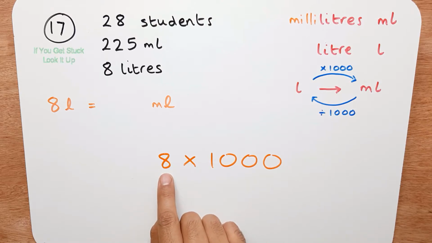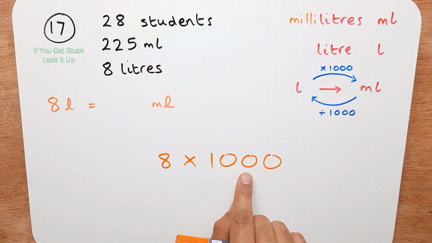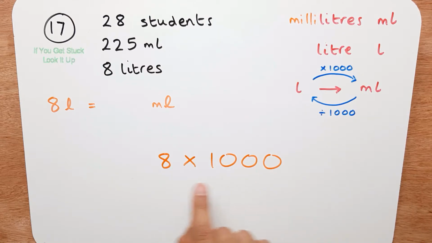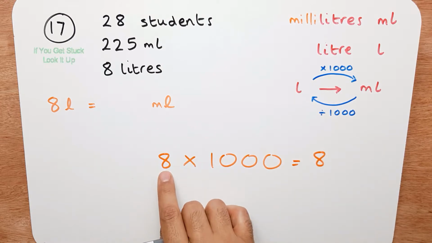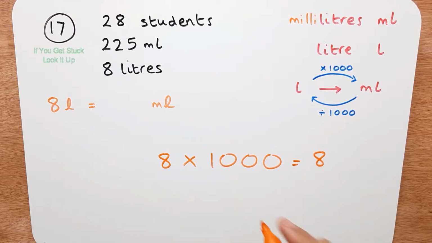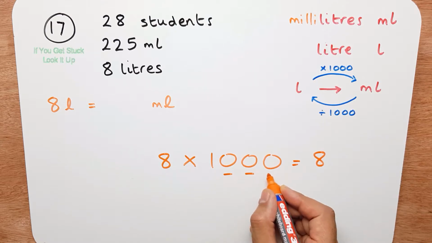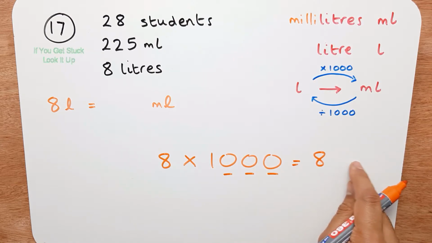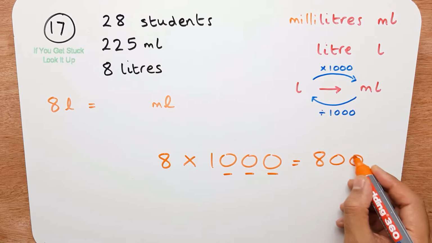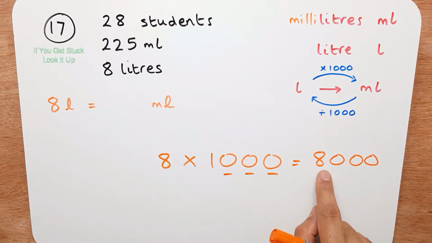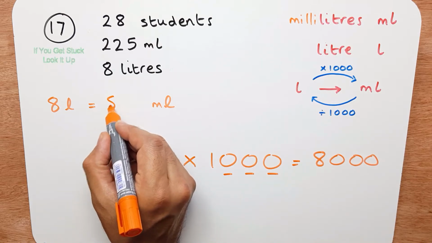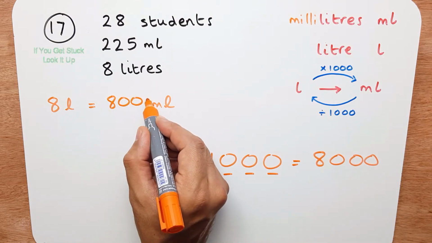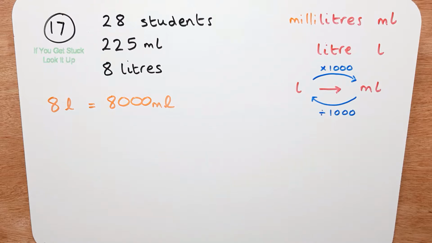Now, what's the rule for multiplying a whole number by either 10, 100 or 1,000? So what you do is you write the whole number down first, and then however many zeros you have, you add those at the end. So it becomes 8,000 milliliters. So 8 liters is 8,000 milliliters.